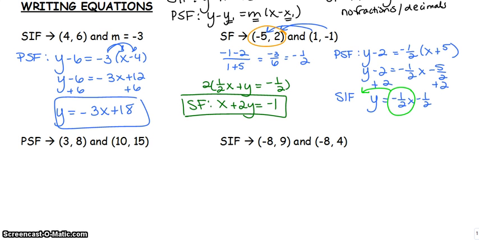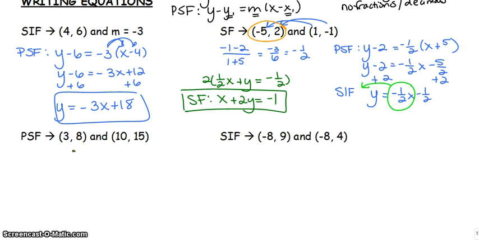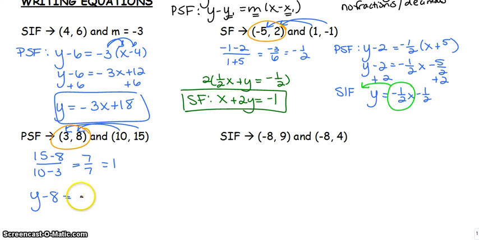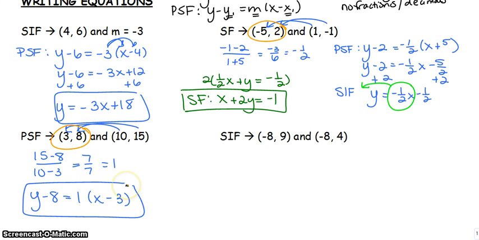Next one, we want to write in point slope form given 2 points. So when we're given 2 points, the only thing that we're missing is our slope. 15 minus 8 over 10 minus 3 is equal to 7 over 7, giving us a slope of 1. I'm going to choose the first one. So we've got y minus y1, which is 8, equals your slope, which is 1, x minus x1, which is 3. And it's nice that unlike our last problem, we are now done.